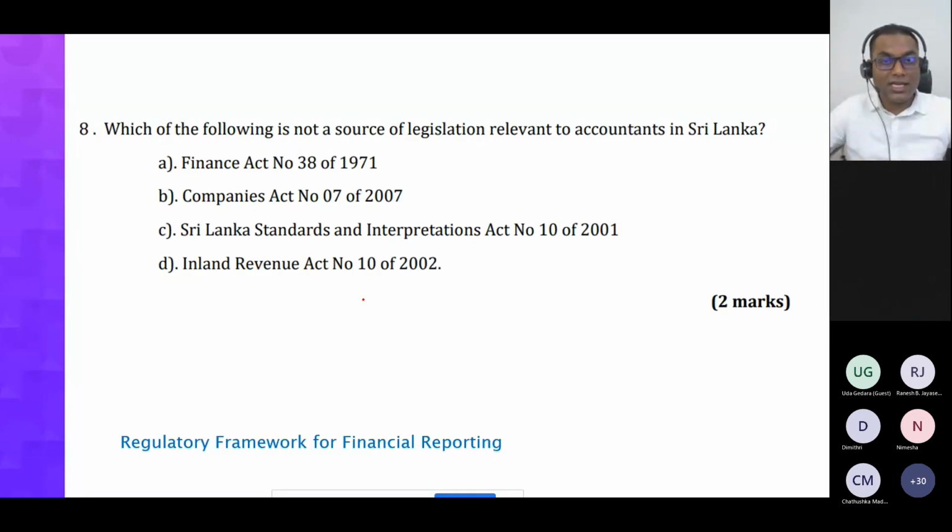Which of the following is not a source of legislation relevant to accountants in Sri Lanka? What do you say? What is not in the list? Answer C. Sri Lanka Standards and Interpretation Act, number 10 of 2001. So that is something which is not applicable. And I don't think that there's an act like this as well. Right. Are we clear? Any questions?